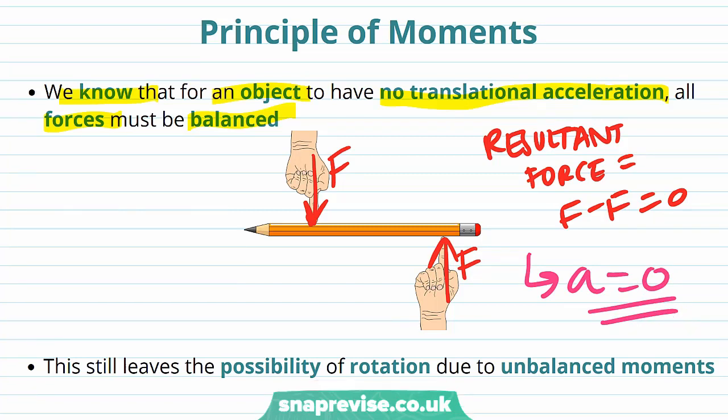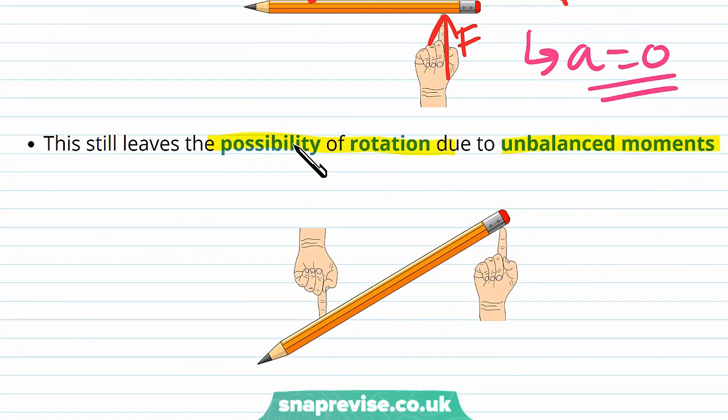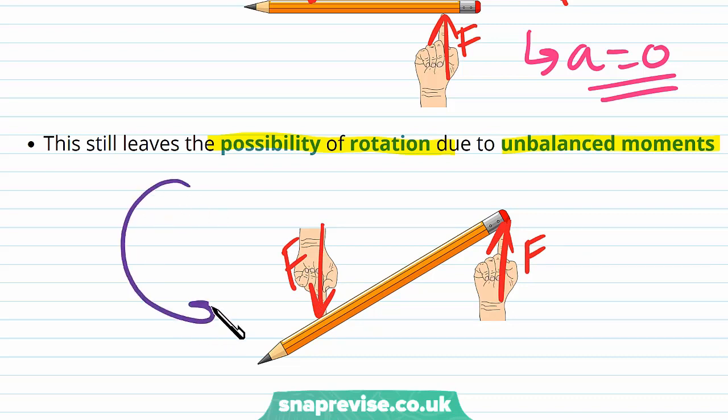However, this still leaves the possibility of a rotation due to unbalanced moments. So these two forces still create a net moment. So there'll still be rotational motion. So the pencil will experience a rotation.